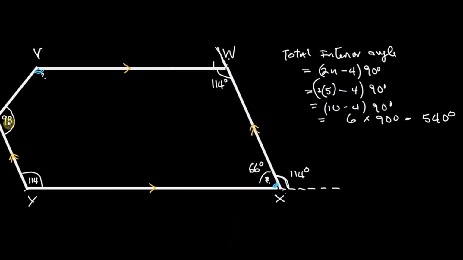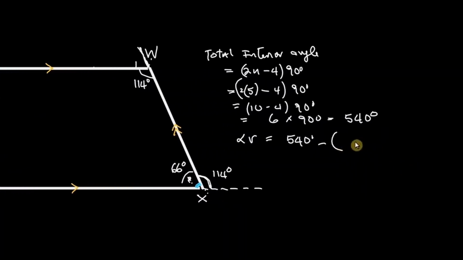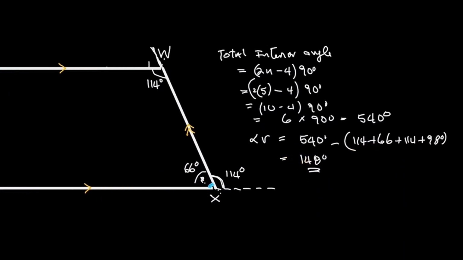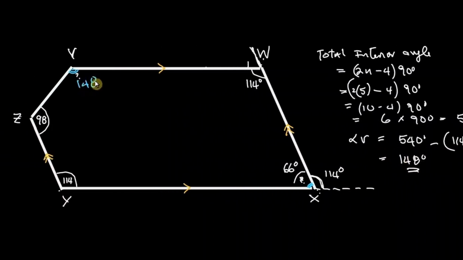And therefore, we merely need to subtract the remaining angles to get the angle at V. So we can write angle at V is equal to 540 degrees, subtract all the other angles. Let's just write them down here. And that works out to be 148 degrees. So this is your angle here, 148 degrees. And your angle here is 66 degrees.